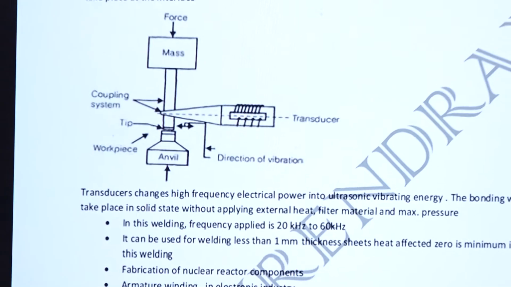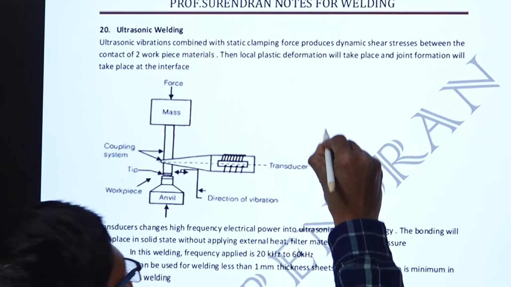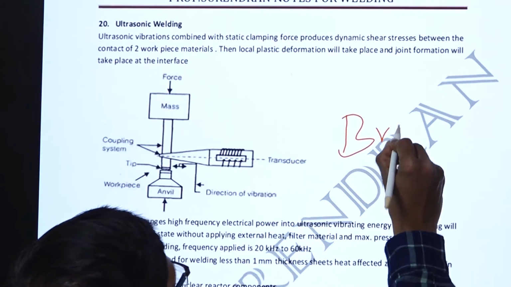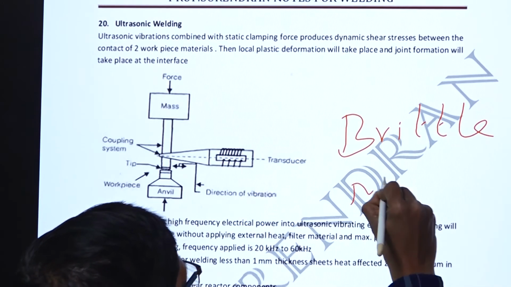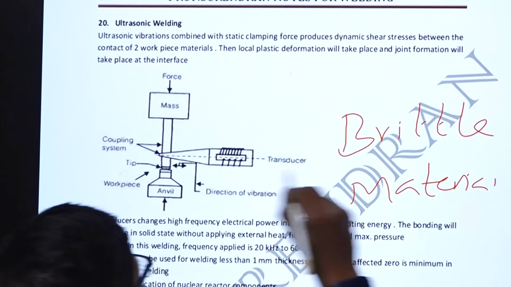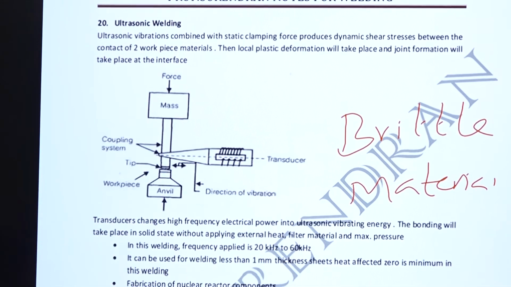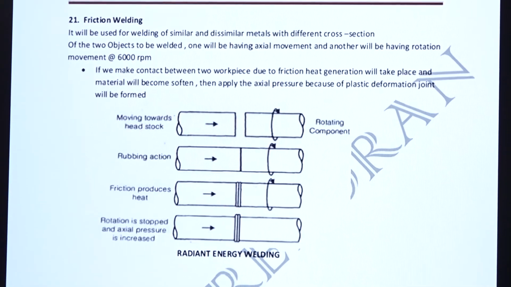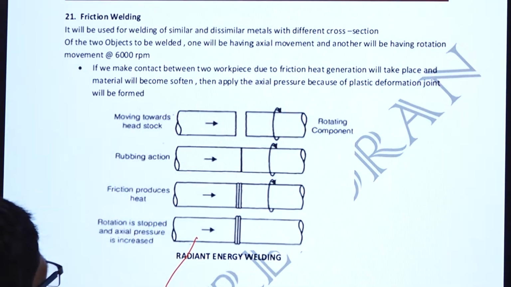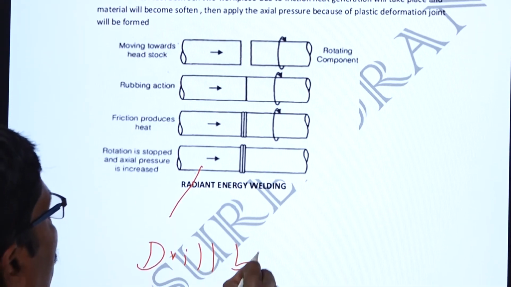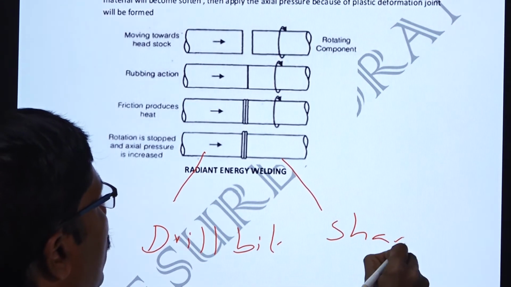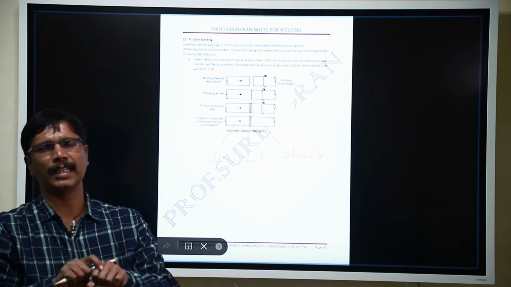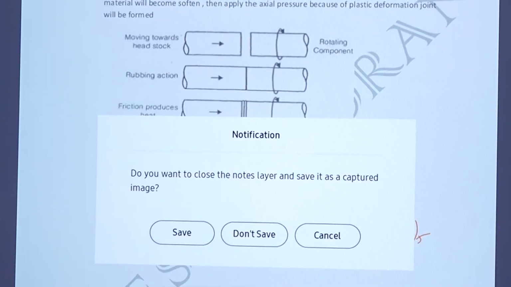The next thing is ultrasonic welding. Ultrasonic welding can be used only for brittle material. It uses a sonotrode, which vibrates, and with the help of the vibration the parts are joined. Next, friction welding. In friction welding, the drill bit and the drill shank can be joined together by placing them in a rotating tool. By friction, both can be joined in the solid state.